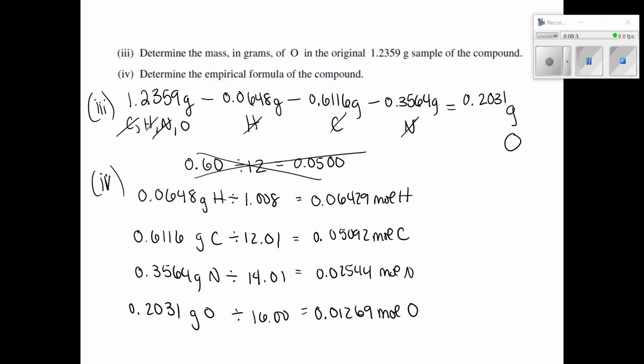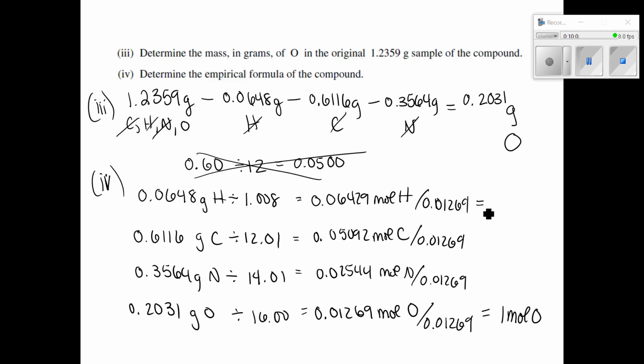So we did percent to mass, mass to mole, divide by small. So I'm going to look at these mole values and ask which one is the smallest number of moles. It looks like oxygen is the smallest. So I'm going to divide everything by 0.01269. And that's going to give us a much cleaner looking ratio. What that tells us is for every 1 mole of oxygen, and make sure I label these correctly, we end up with 5 moles of hydrogen, 4 moles of carbon, and 2 moles of nitrogen.